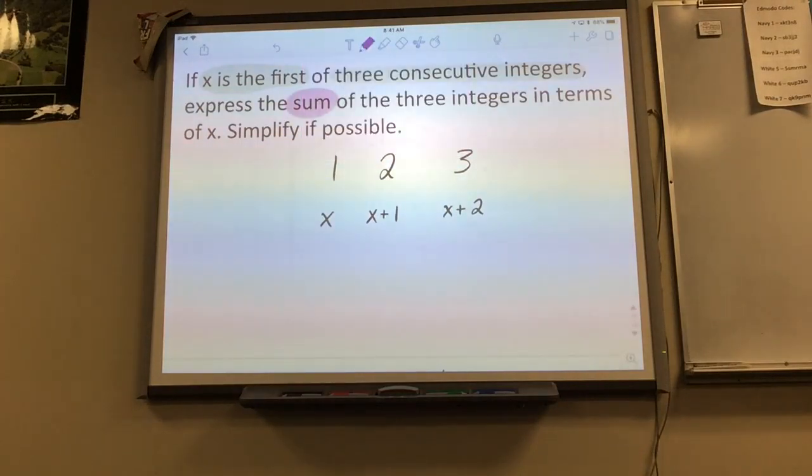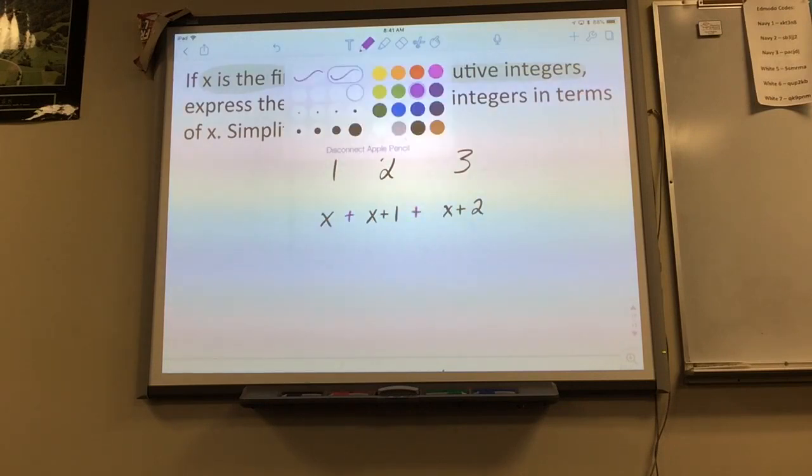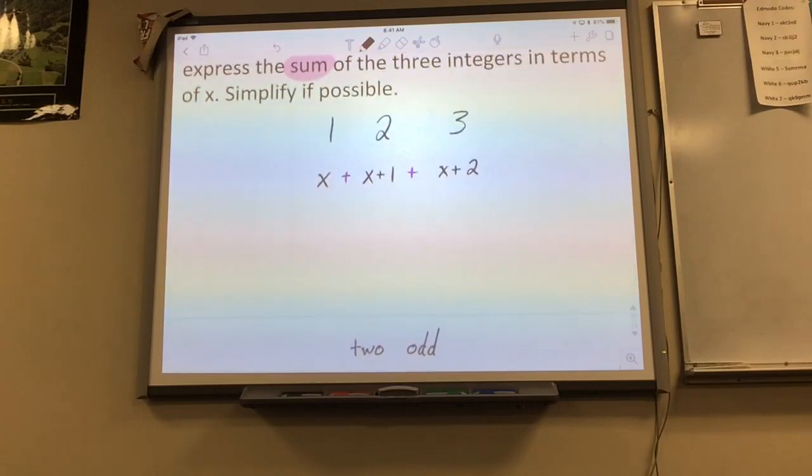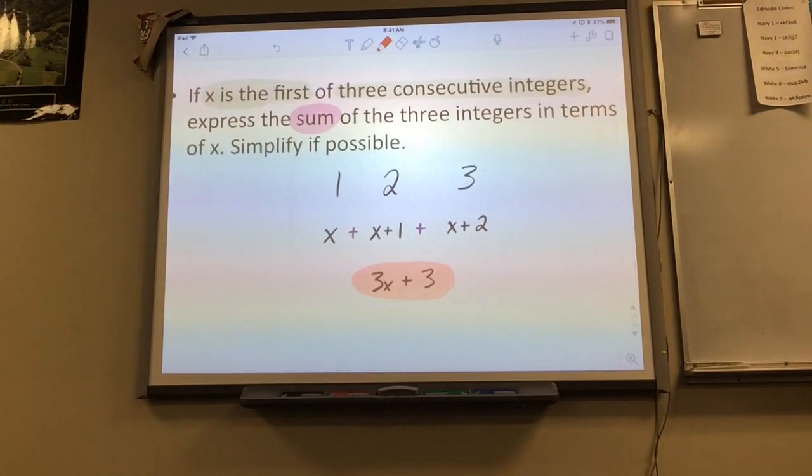So now we got some numbers, and now it says that we want to express the sum of those numbers. So we're going to take those numbers and add them together. Now that we have that, we need to express the sum. We know how to combine like terms here. We've got 3 x's plus 3. And there's our answer. Okay, it's very simple once you write down your own numbers.